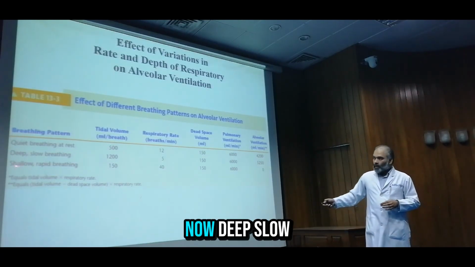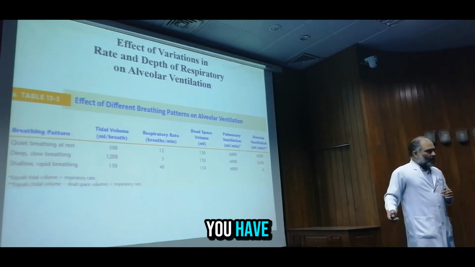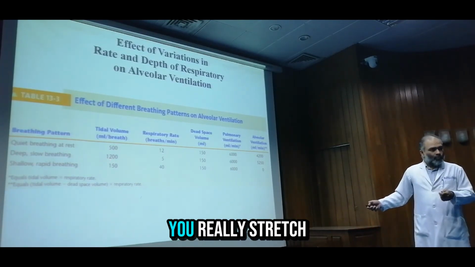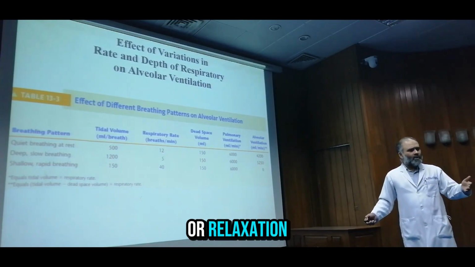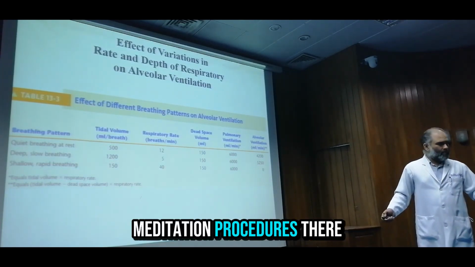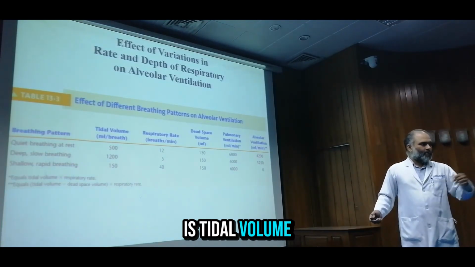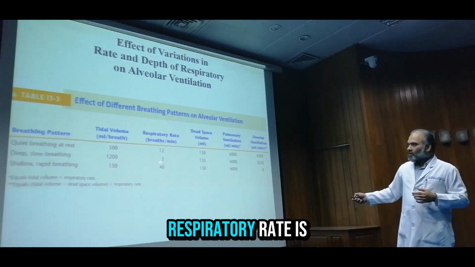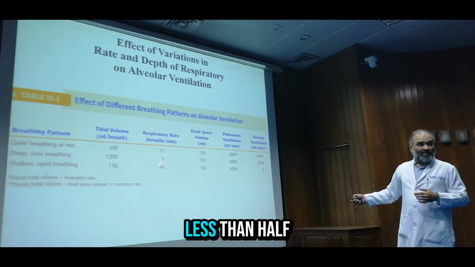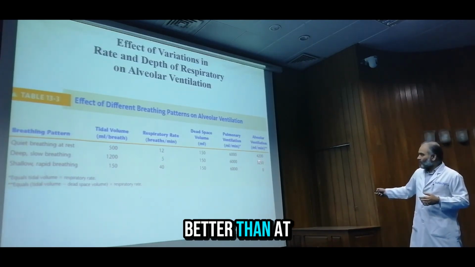Now, deep, slow breathing, check it out. Because it's deep, you really stretch it, like in certain yoga or relaxation meditation procedures where you're asked to take a deep breath. That deep breath is tidal volume air. So with the deep breath, even if the respiratory rate is less than half, you can get an alveolar ventilation better than at rest.